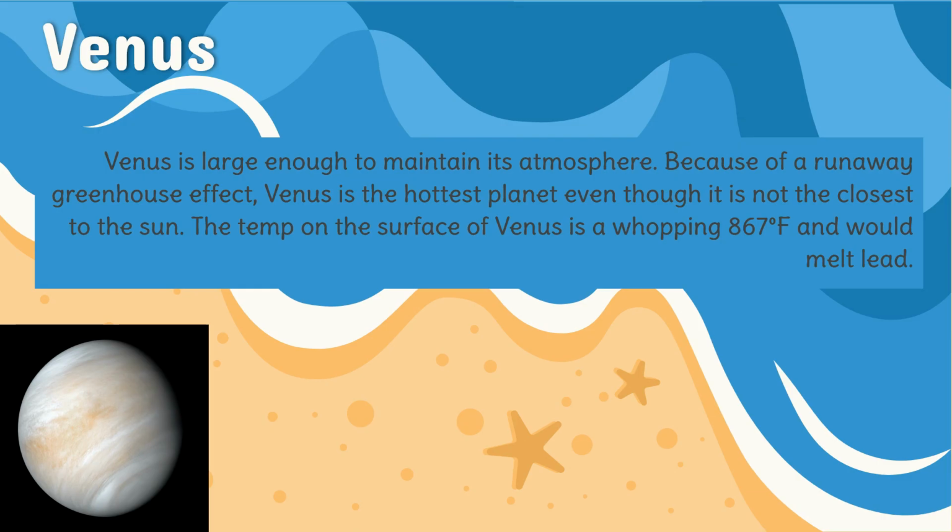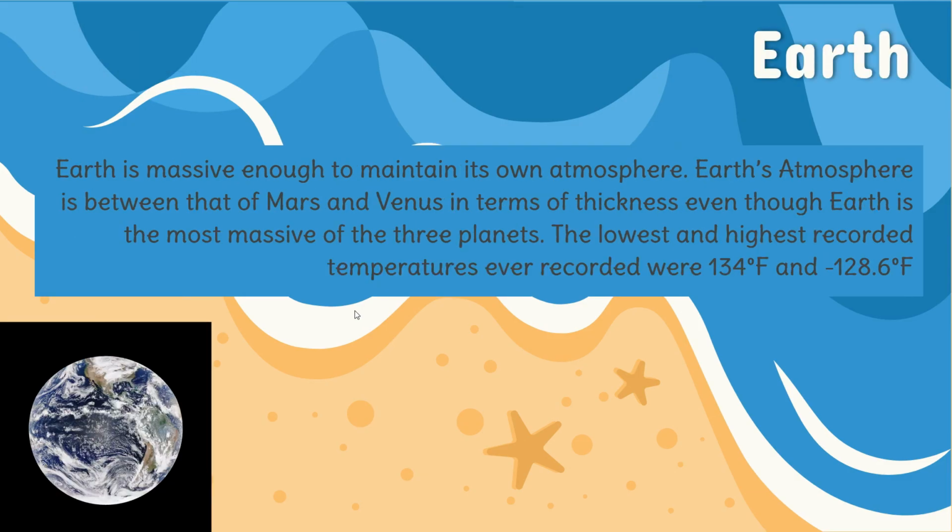So if we put a bar of lead on the surface, it would just melt. So a chunk of metal just completely melted. Now Earth, we are also massive enough to maintain our own atmosphere. And our atmosphere currently is between that of Mars and Venus. And so we have enough atmosphere to keep us warm and to regulate our temperature a bit, but not so thick that everything is just boiling.